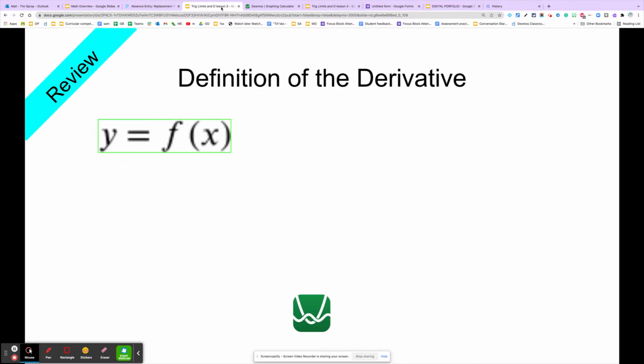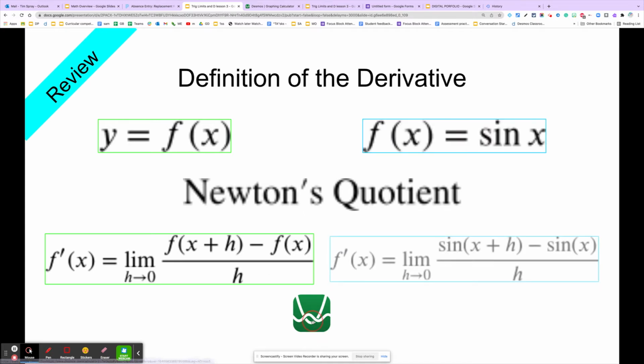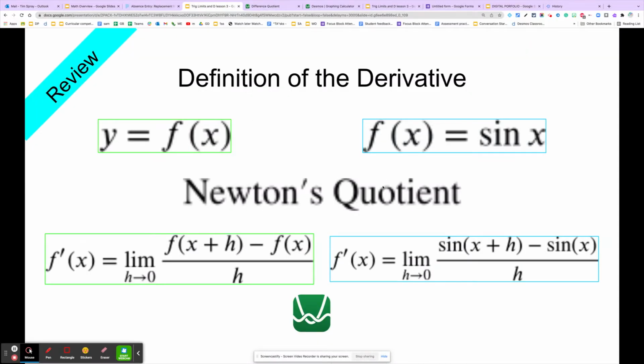Alrighty, so first off, we're going to start with Newton's quotient. And there it is, and we know Newton's quotient well. Let's just show it to you one more time so we can see that as h gets closer and closer, we can determine the slope at one singular point. And that is the beauty of the derivative. And so that's what we're going to do here, and I'm going to demonstrate that with you right now.